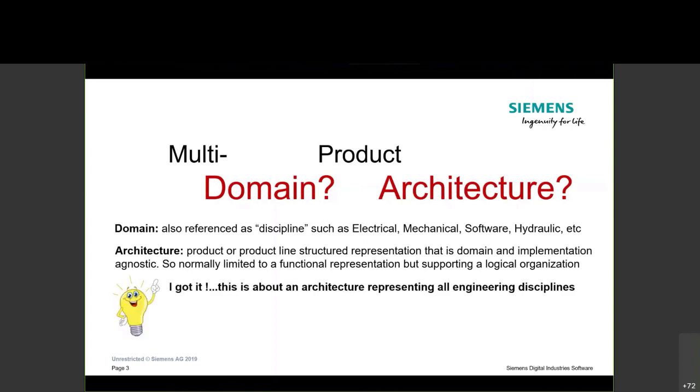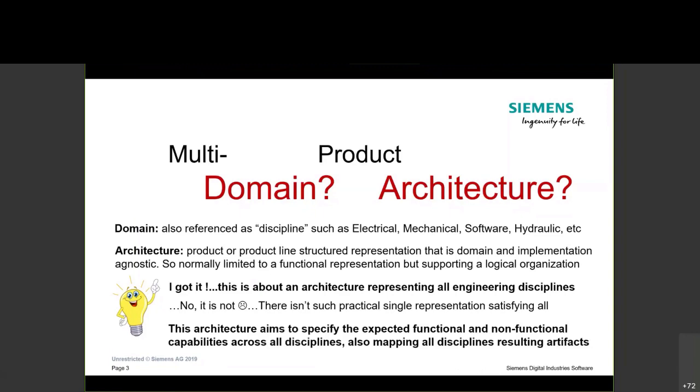Then my colleague said, "Oh, I got it. So that's about an architecture representing all engineering disciplines." And no, it is not. It is not a representation satisfying all domains. Really, this architecture is about specifying the expected functional and non-functional capabilities across all disciplines, a way of specifying this, and also in return, the capability of mapping all the disciplines and the resulting artifacts. We're going to spend quite a lot of time explaining that, but for a starter, I wanted to explain what these words mean in this context.